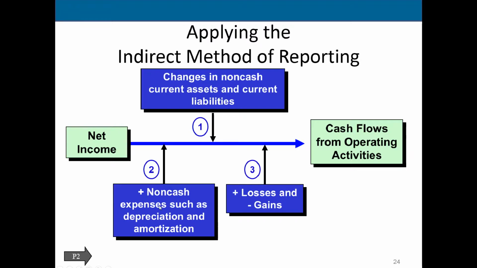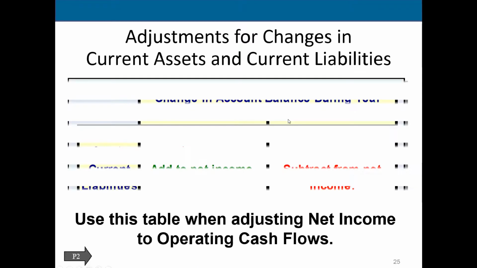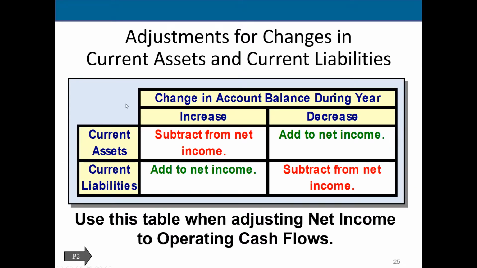Then we look at our non-cash expenses such as depreciation and amortization. We're going to always add those back. Why? Because these expenses reduced net income, but they weren't real. They didn't result in cash, right? So we have to add those back in. Same thing with losses and gains. Then we deal with these changes in assets and liabilities, and that will get us cash flows. Let's see what this looks like here.